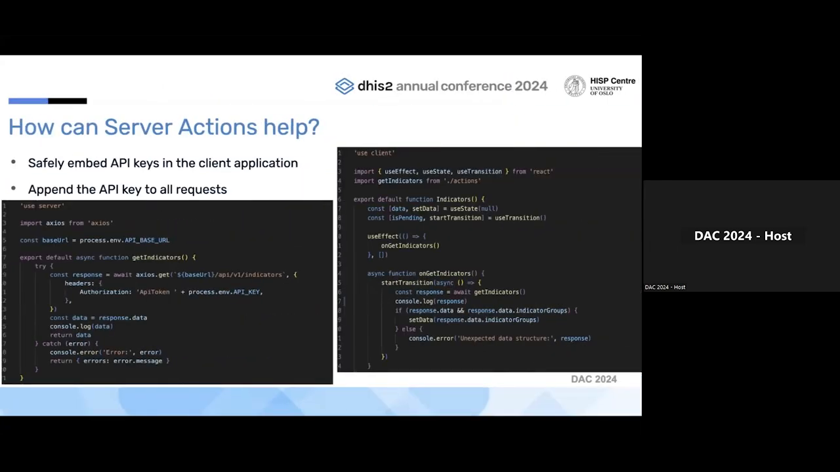So the way server actions can help, you can see the two code snippets here. The first one, the one on the left, helps us call our DHIS2 endpoints and also append an API key to the request, making sure every request the client application makes goes with an API key. And this API key is then verified by our middleware. Our middleware routes will be protected in this case because we're able to add an API key to our client and make sure every request our client makes has this API key included.